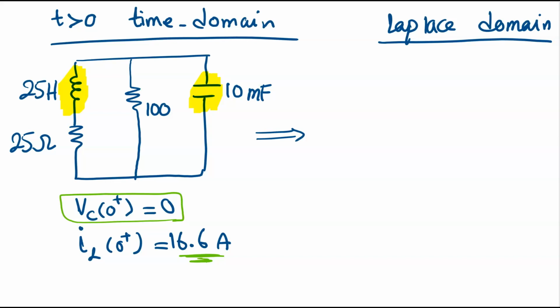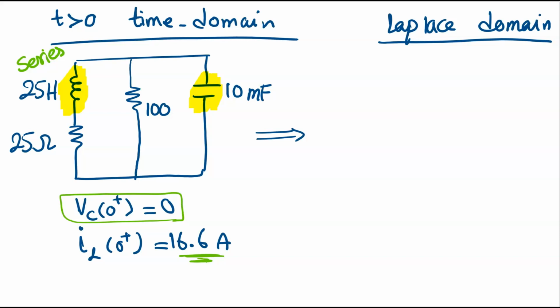So what I'm going to do is go with the series equivalent for the inductor. So I'm going to use the series equivalent, and you should be able to tell me why I'm choosing to use the series equivalent: because the inductor is in series with the resistor, so it's easier to have everything in series.